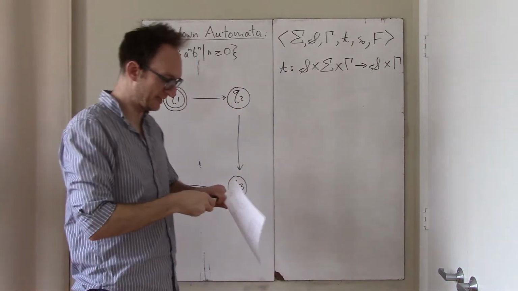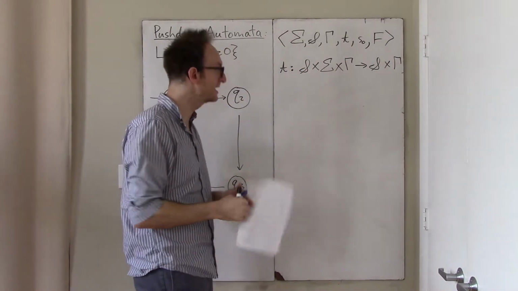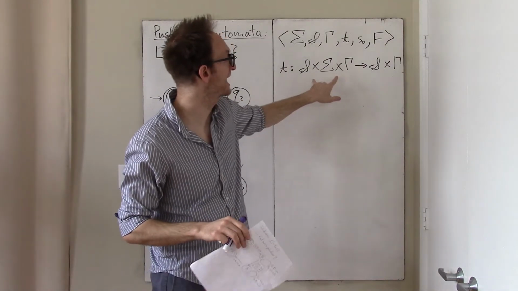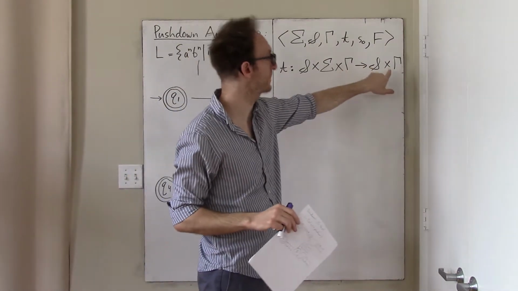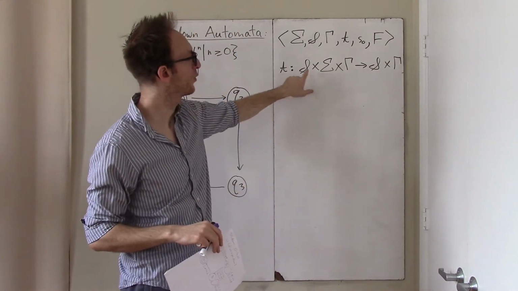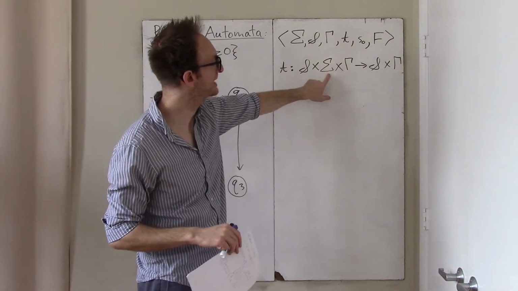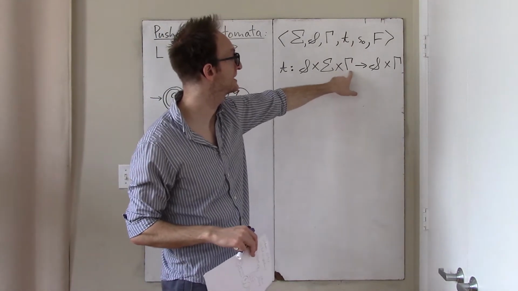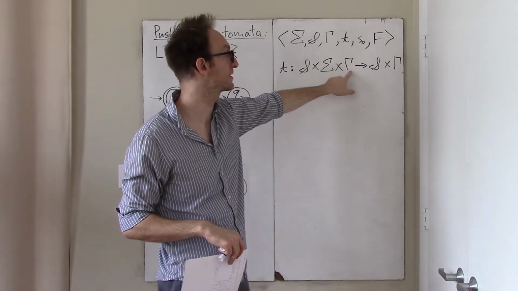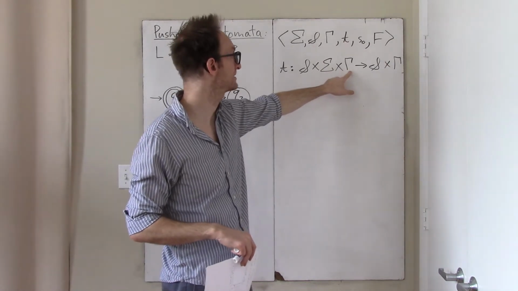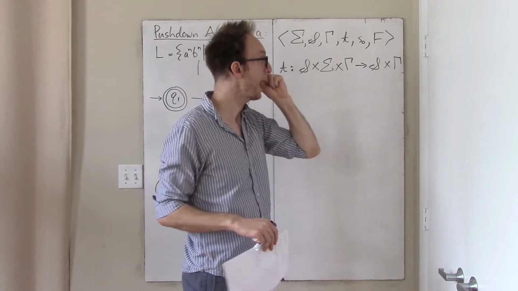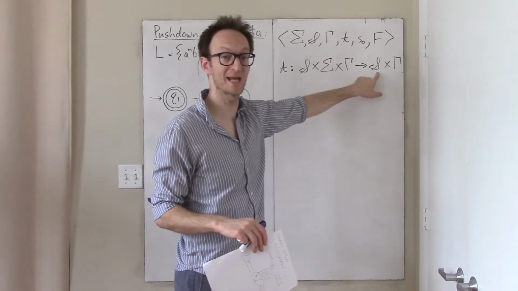Okay, and so I'll just say really quick, what does this mean? It just means that this function really sends an ordered triple to an ordered pair. The ordered triple is what state you're in, what character you just read from the input string, and what character is on the top of the stack, and the output of the transition function is what to push onto the stack and what state to go to.